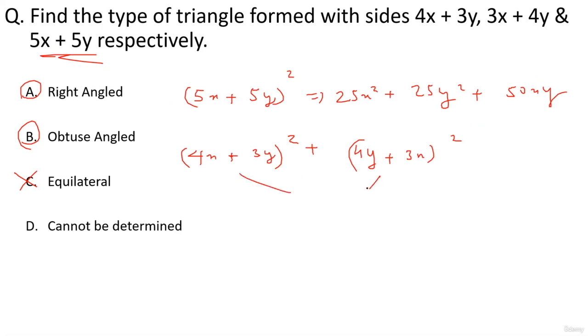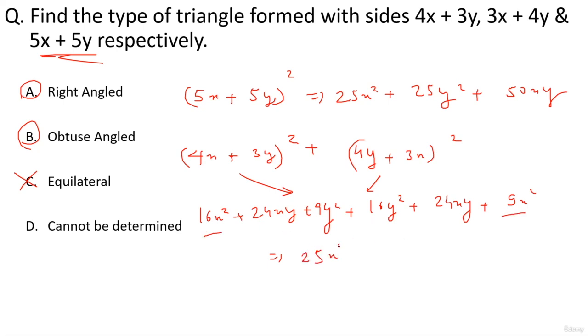Now what will this become, guys? These two will be 16x square plus 4 3 is 12, 12 24xy plus 9y square. This becomes 16y square plus 24xy plus 9x square. So the sum of these two sides is basically what, guys? This will become 16x square plus 9x square, 25x square, 9y square and then 16y square is 25y square. 24 and 24 will be 48xy.